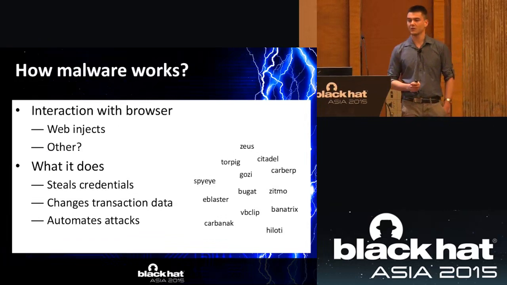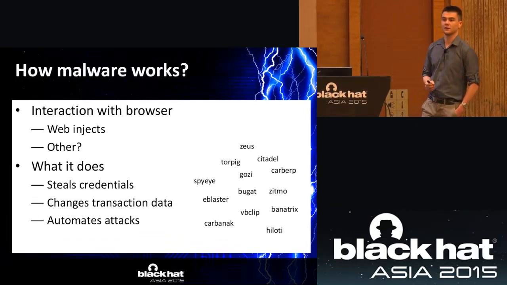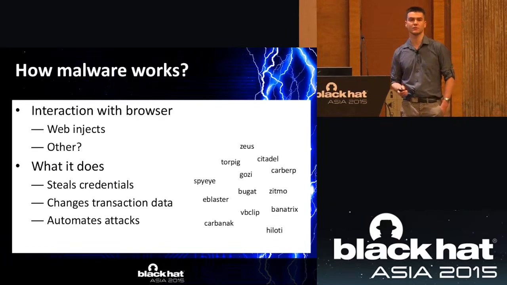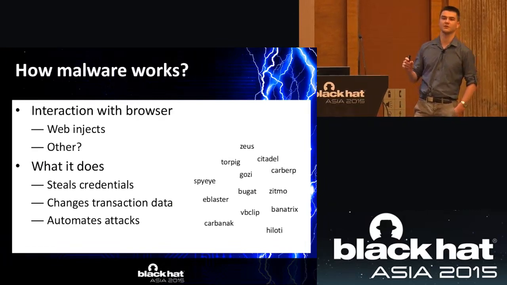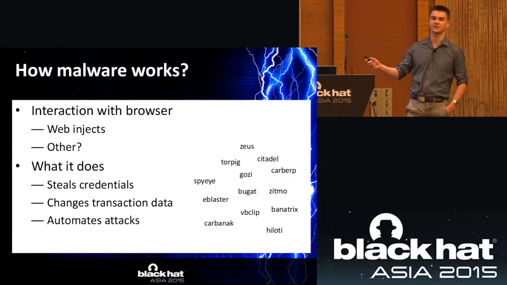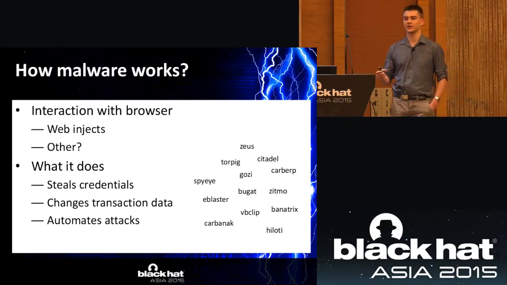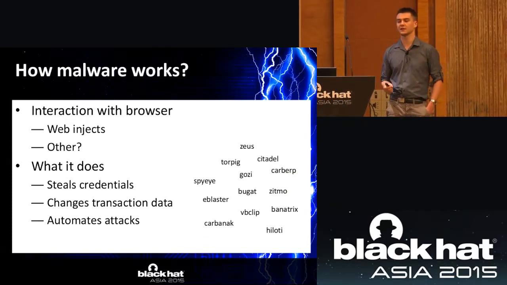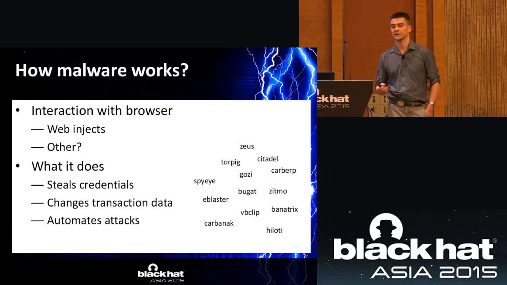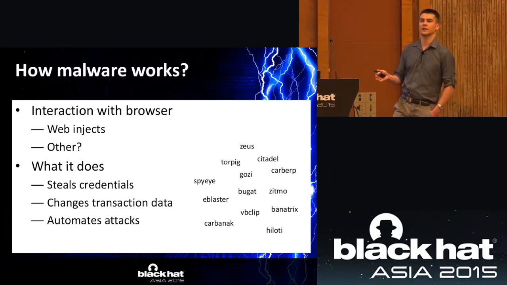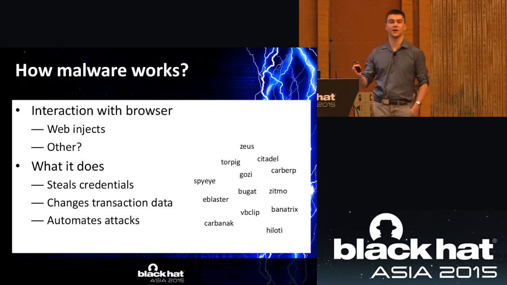So first of all, how does malware work? We all know that, for example, Zeus family malware uses web injects. Web injects modify the HTTP response from the server that goes to the client browser, modifying it to, for example, steal credentials, change transaction data, or just to automate attacks. So do you know any other way malware can steal money from the bank?